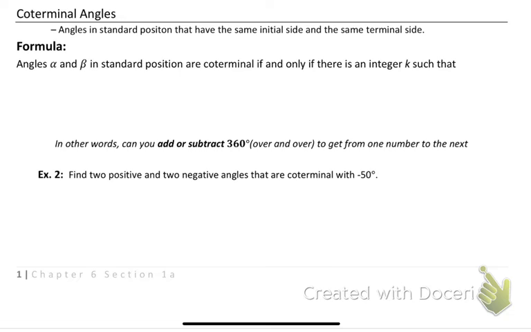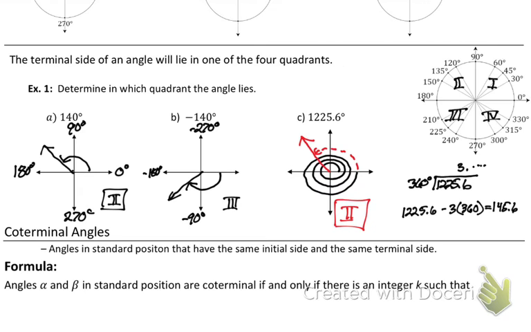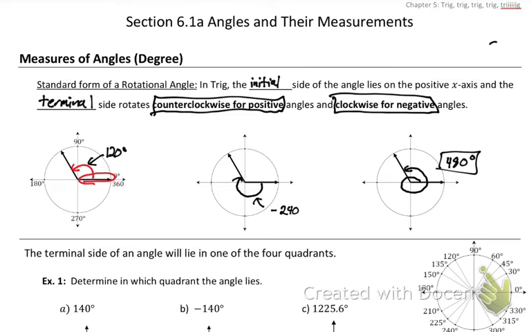Coterminal angles are angles in standard position that have the same initial side and the same terminal side. In my notes, what I did is I actually pointed coterminal up to the very first 3 angles we did. Those first 3 angles are all coterminal. So I'd have an arrow going all the way up to these first 3. All 3 of these angles are coterminal.